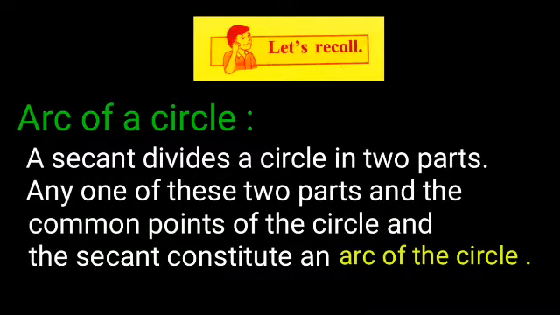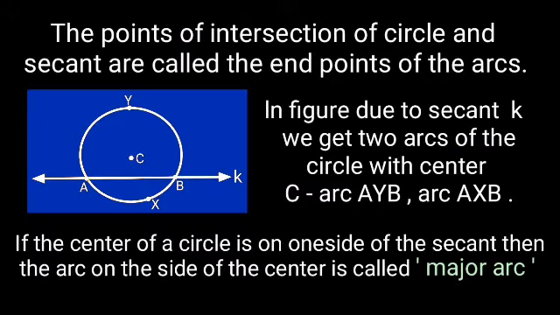Let us recall arc of a circle. A secant divides a circle in two parts. Any one of these two parts and the common point of the circle and the secant constitute an arc of a circle. The points of intersection of the circle and the secant are called the end points of the arcs.